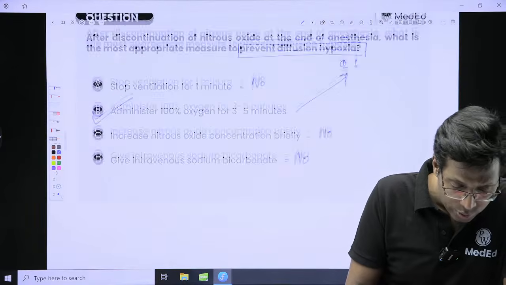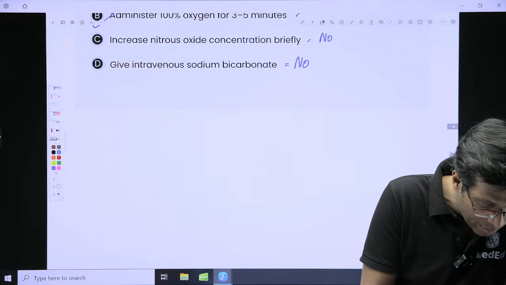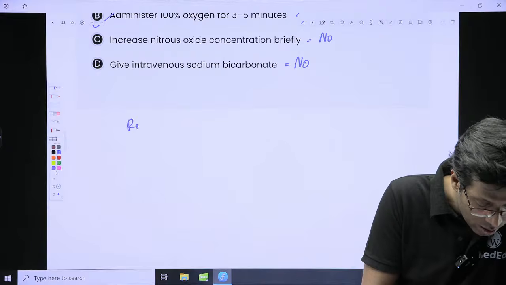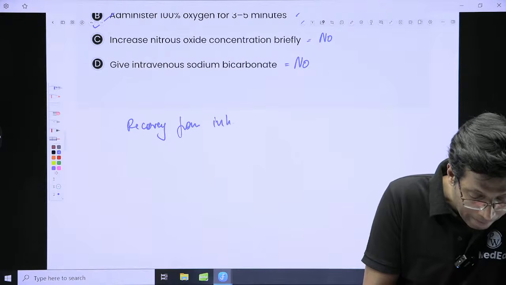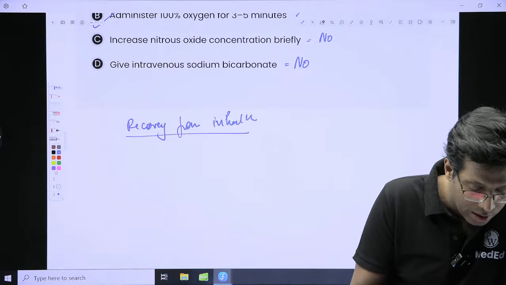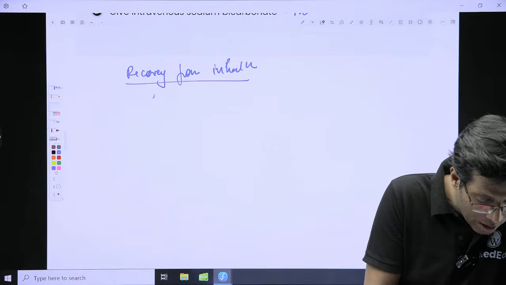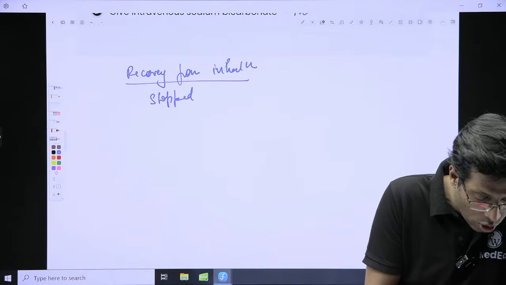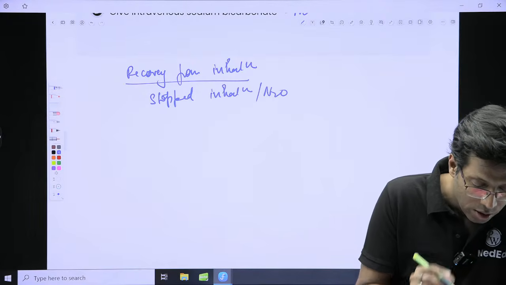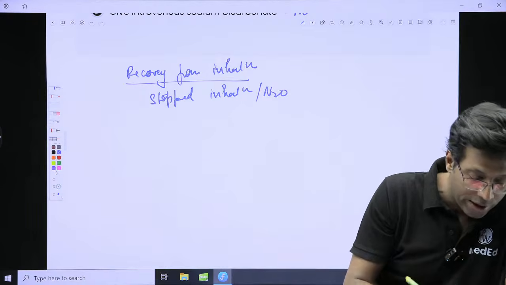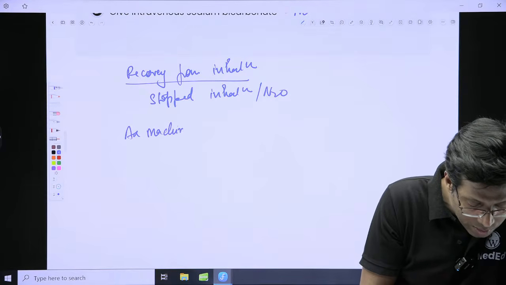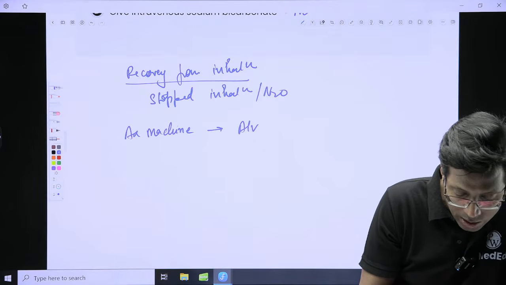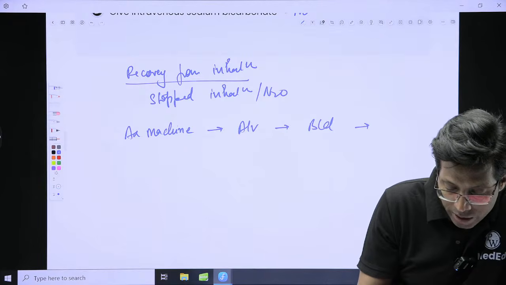Alright. अच्छा, इसमें है diffusion hypoxia. So diffusion hypoxia happens during recovery from inhalationals. When the patient is recovering from the inhalational that we have done, we have stopped the inhalational. Because you have stopped the nitrous oxide now, होता क्या है कि there's a huge gush of nitrous oxide. Normally, the drug had gone from the anesthesia machine to the patient's alveoli. From here it went to the blood, and from there it went to the brain.